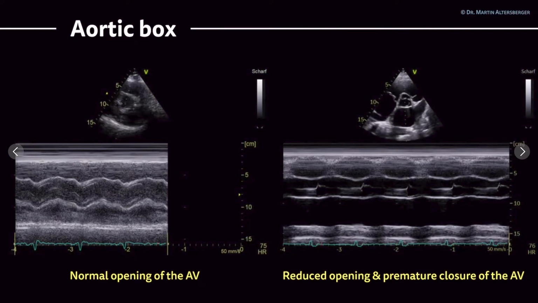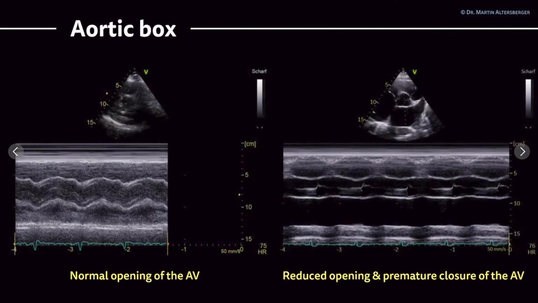The opening in the first place is definitely reduced, so it doesn't open as good as the example on the left side, but it's also closing relatively quickly. So that's a premature closure of the aortic valve. And you do see that in the B-mode image as well. That points towards a reduced left ventricular function. You see this over time happening basically all the time. So the opening is reduced and the closure of the aortic valve is premature.